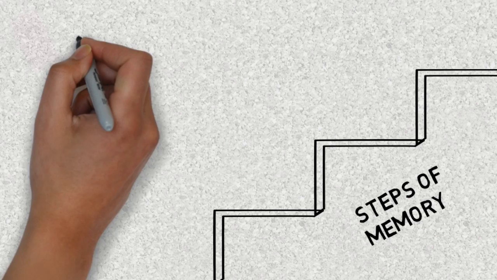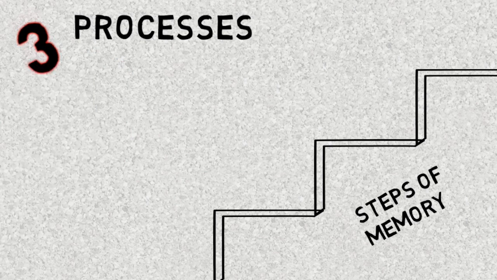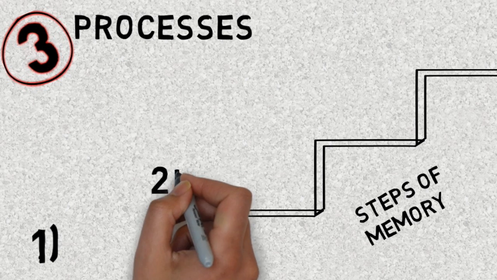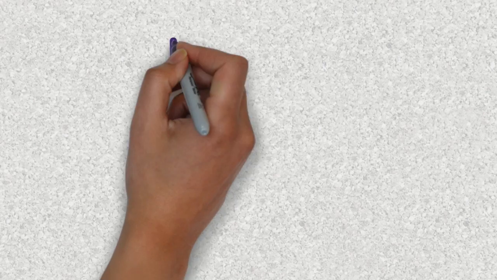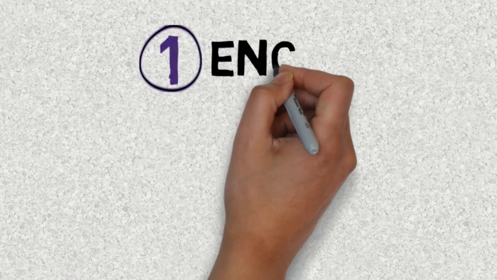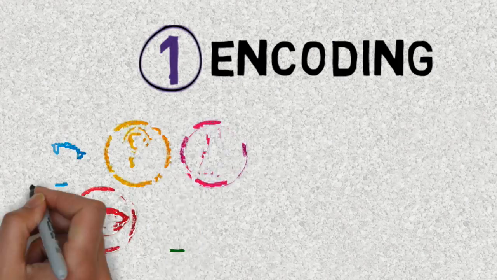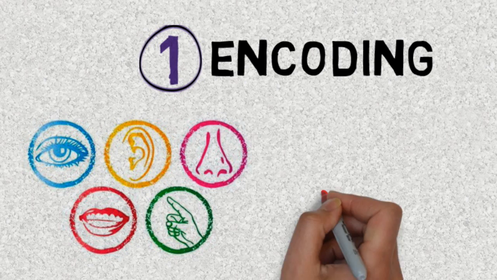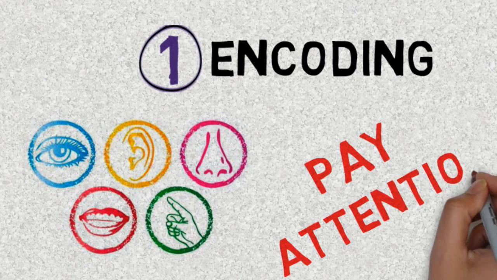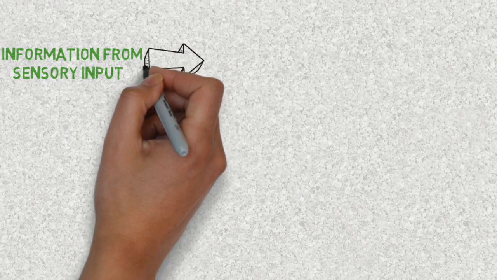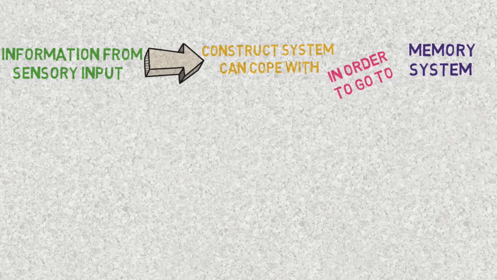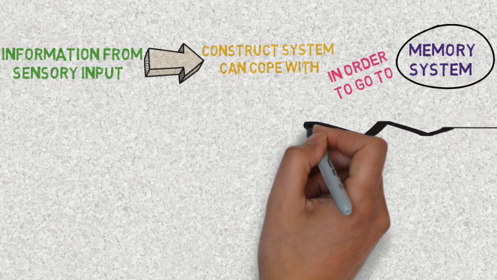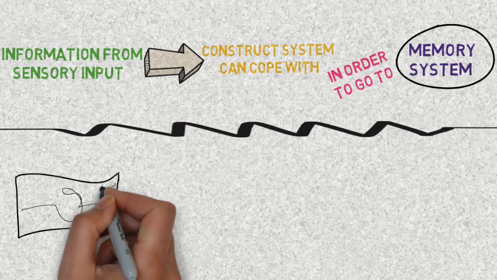To start off how all of these aspects come together to form a solid memory, your memory has three processes: encoding, storage, and retrieval. Now, the first step in creating a memory is encoding. Encoding is rooted in the senses and begins with perception, so paying attention is crucial to properly encode something. Encoding allows the information that came from sensory input or the stimuli, such as what you heard or what you felt in a situation, to be converted into a construct that the memory system can cope with, so it can be stored and retrieved later on.